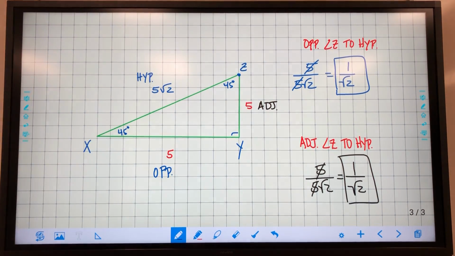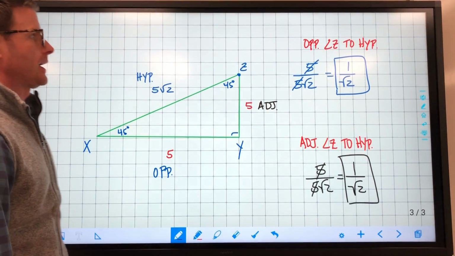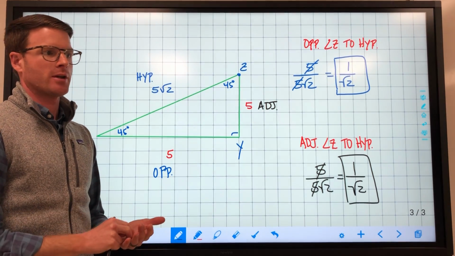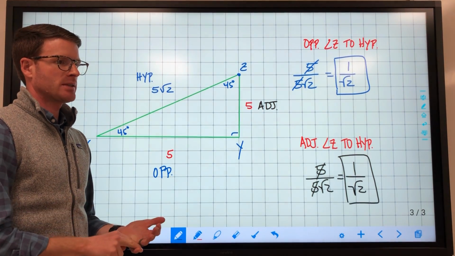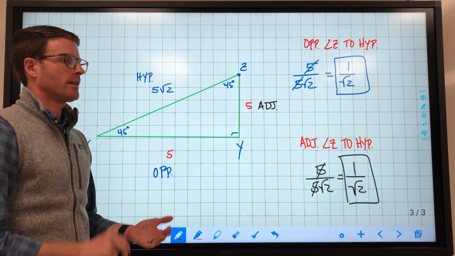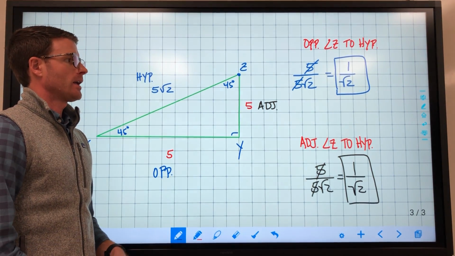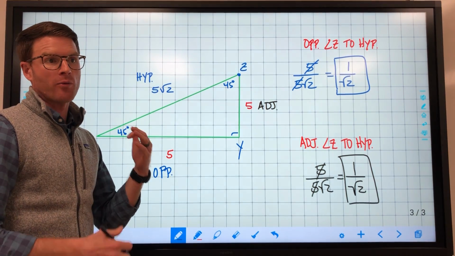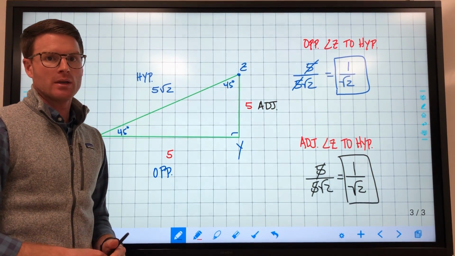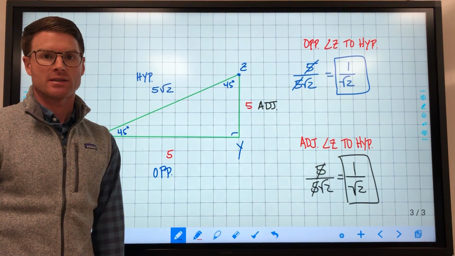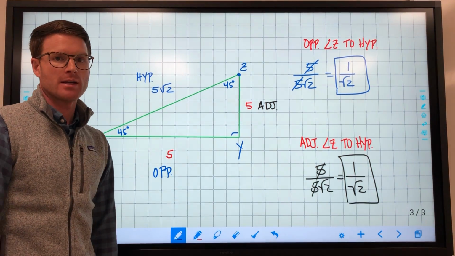All right, that's it, fellas. Just making sure that you're keeping straight the opposite side to the adjacent side and labeling your hypotenuse as the longest side across from the right angle, and being careful from which angle you're looking from before you label your opposite and adjacent sides. All right, that's it. Good luck, fellas.